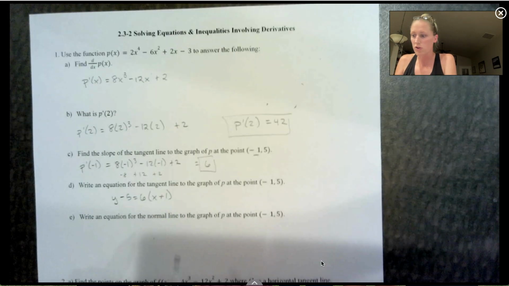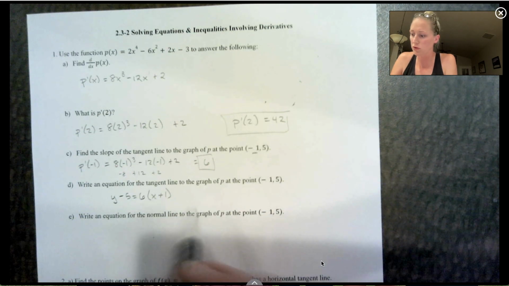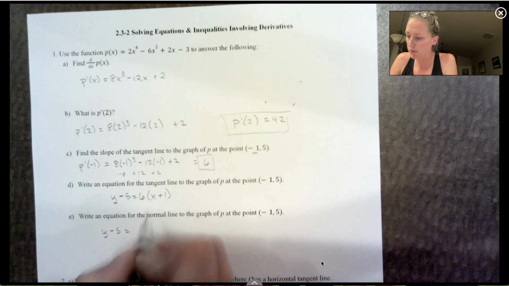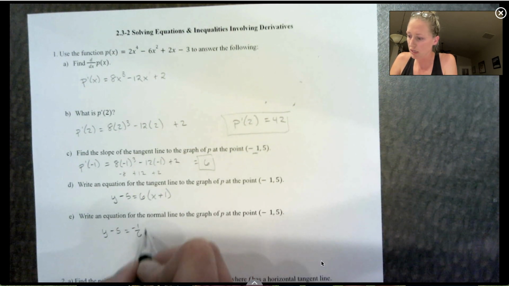Now they want the equation for the normal line to the graph of p at this point. So remember, normal means perpendicular. Perpendicular just means I'm going to use the same exact point, but I need the opposite reciprocal slope, which in this case would be -1/6.